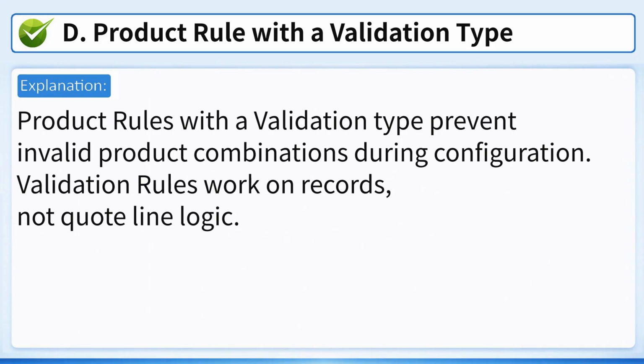Explanation. Product rules with a validation type prevent invalid product combinations during configuration. Validation rules work on records, not quote line logic.